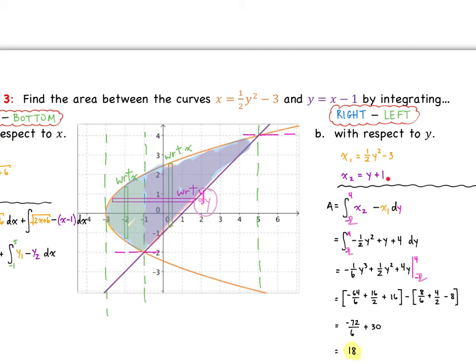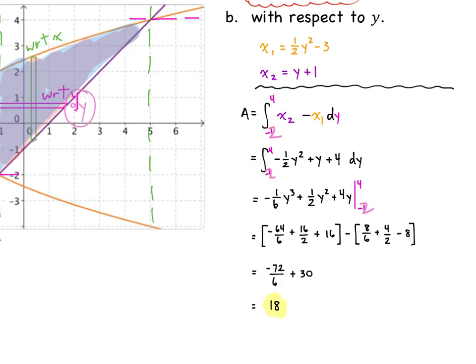And our purple is y plus 1 minus y, 1/2 y squared minus 3. When we clean that up, we get our polynomial here, -1/2 y squared plus y plus 4. We're integrating from -2 to 4. And we can go ahead and integrate this easily. We'll do this one by hand, all right? And you can follow through.